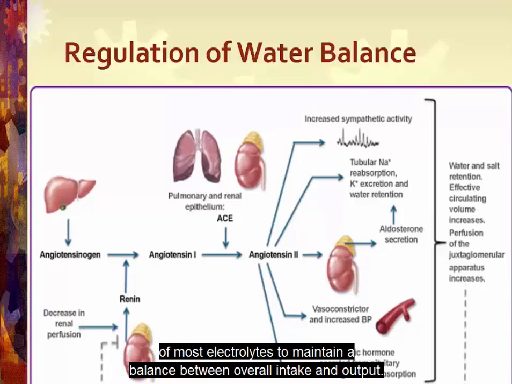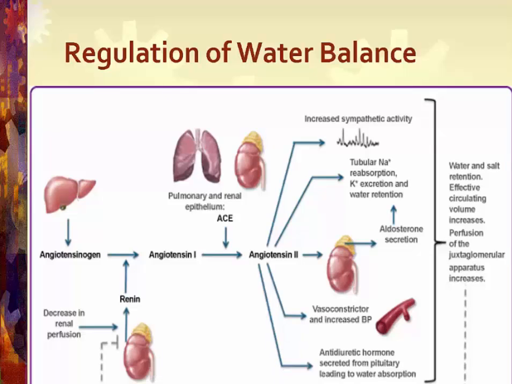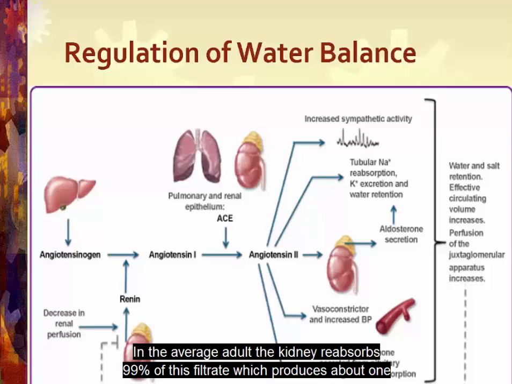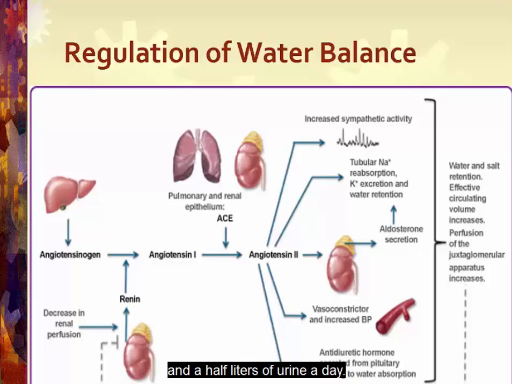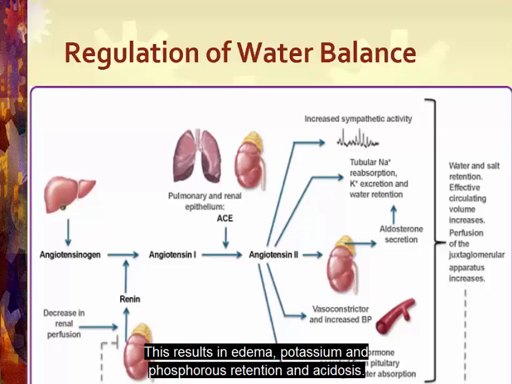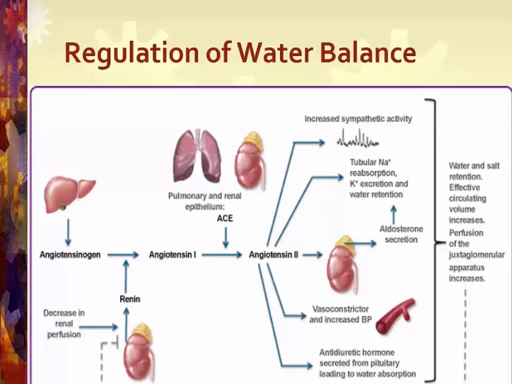Renal regulation. The kidneys regulate water balance by adjusting urine volume and the urinary excretion of most electrolytes to maintain a balance between overall intake and output. In the average adult, the kidney reabsorbs 99% of this filtrate, which produces about 1.5 liters of urine a day. With severely impaired renal function, the kidneys cannot maintain fluid and electrolyte balance. This results in edema, potassium and phosphorus retention, and acidosis.